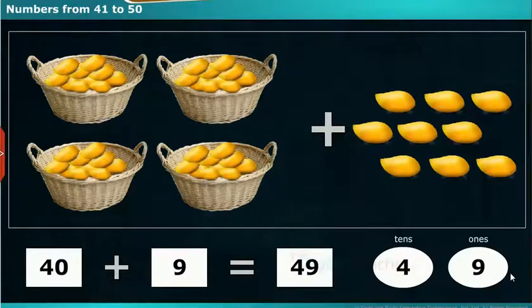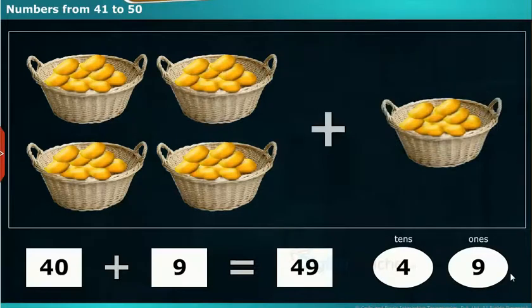Total 49 mangoes. Finally, she picked 1 more mango from the tree. So, 40 plus 10 is equal to 50. Total is equal to 50 mangoes.